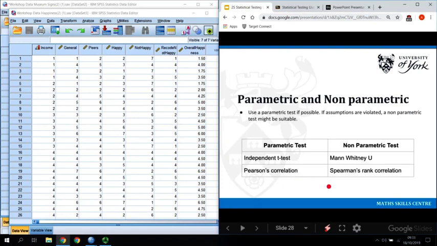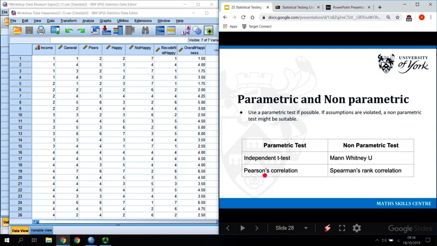The reason we've been testing these assumptions is because there's a set of statistical tests which have assumptions, and we can describe them as parametric tests. We want to use parametric tests if possible. They're what we call in statistics more robust tests if we meet the assumptions. However, if we violate the assumptions, i.e. maybe our data is not normally distributed, we might have to use a non-parametric equivalent. So if our data is suitable for an independent t-test, but we're violating the assumptions, we could resort to its non-parametric equivalent, which in this case is a Mann-Whitney U.